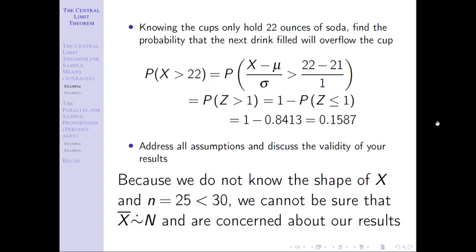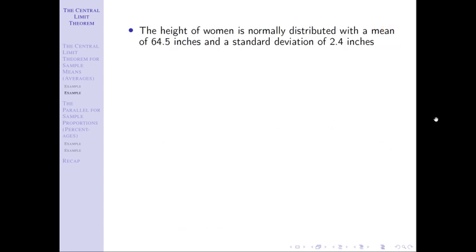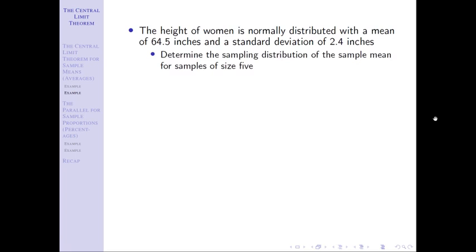Then our last example for this section. Notice this example is the same that you had in chapter 6. Height of woman is normally distributed with a mean of 64.5 inches and a standard deviation of 2.4 inches. But now we're going to be talking about some sampling distribution. So it says, what's the sampling distribution if we have samples of size 5?